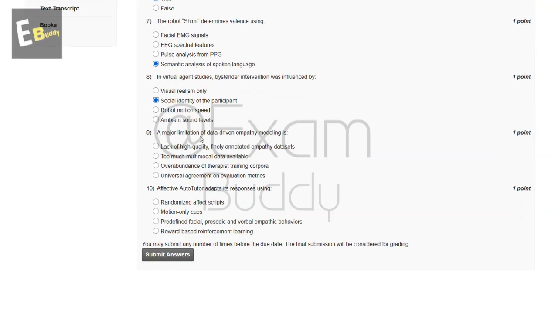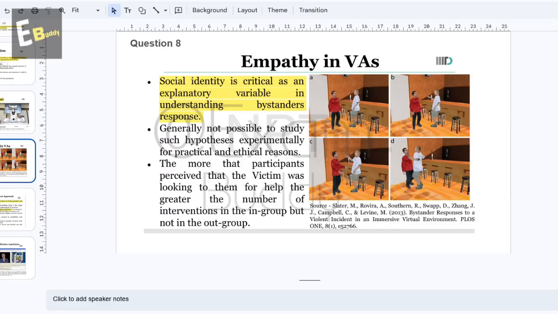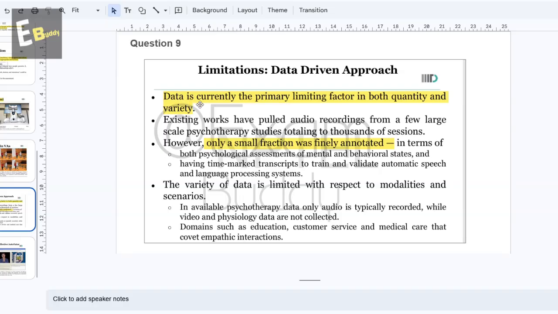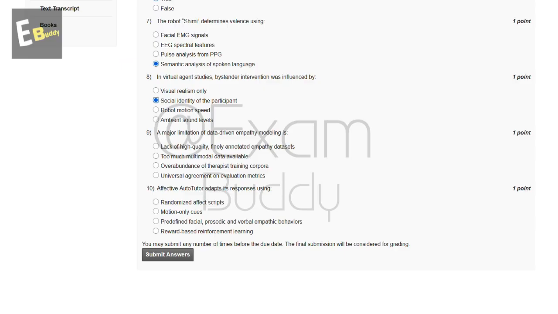A major limitation of data-driven empathy modeling is. So these are the options and now let's check the explanation. So explanation says data is currently the primary limiting factor in both quantity and variety. Only a small fraction was finely annotated. So the answer of our ninth question is A. Lack of high quality, finely annotated empathy datasets. And now let's go to our question number 10.